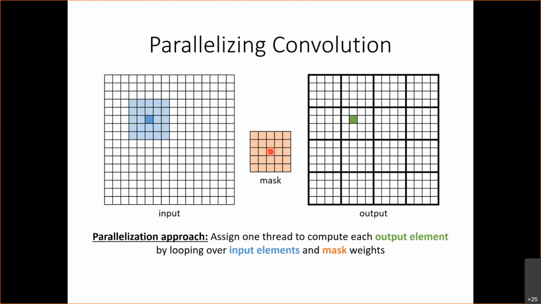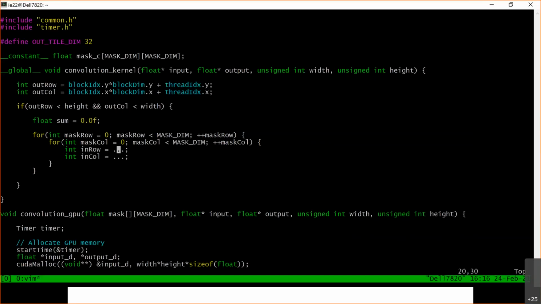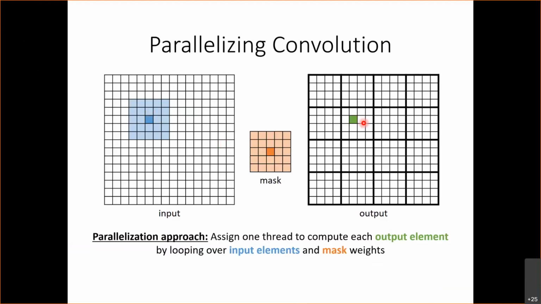All right. So then the input row is going to be the output row minus the mask radius, plus the mask row. And the same thing for the column. The input column, in this case, refers to over here. The input column is going to be the output column minus the mask radius, which brings us to the beginning of the mask, plus the mask column.